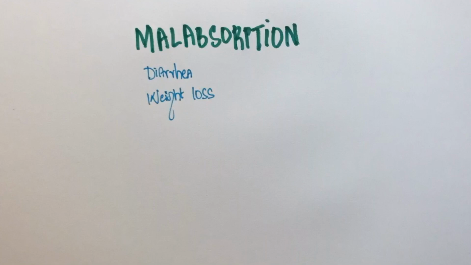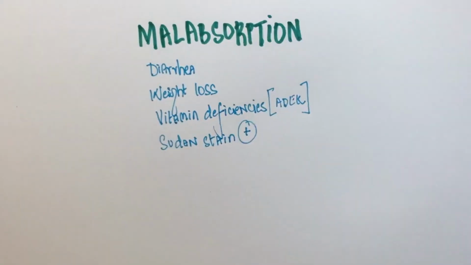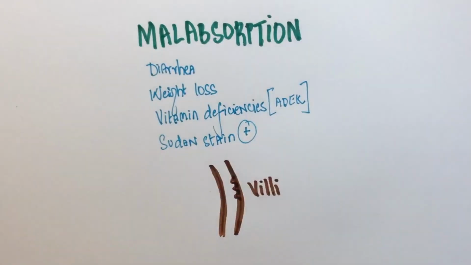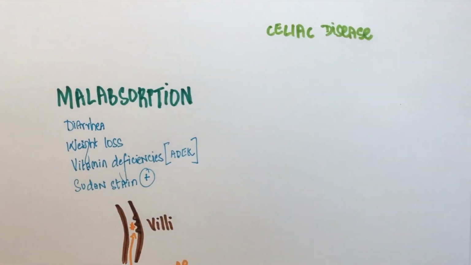These patients might also have vitamin deficiencies of A, D, E, and K. The clinical vignette might also mention a positive Sudan stain on the feces of these patients. This is because this stain identifies lipids. The main pathology behind these syndromes is either an issue with the small intestine villi or the absence of an enzyme. The first one on our list is celiac disease.